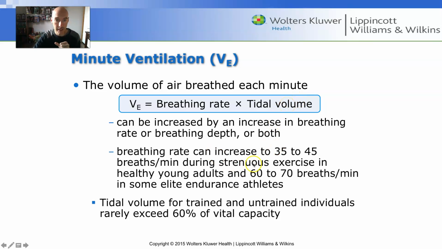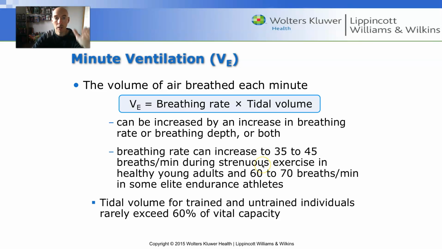So the rate we see here, usually at rest, we're breathing about 35 to 45 breaths a minute. During high intensity exercise, that increases to 60 to 70 breaths per minute. So we go on about 1 breath per second. So, right, we're really huffing and puffing during high intensity exercise.